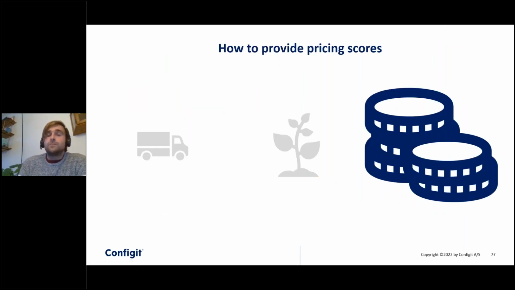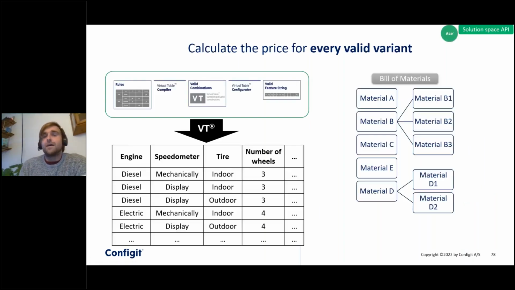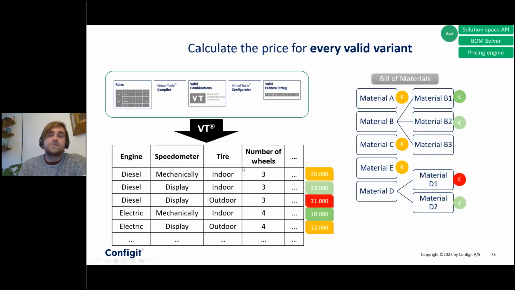Now we will see how to provide the pricing scores. Again, we take the solution space, we calculate the prices for every material in the bill of material, and then we sum up all the prices to get a configuration price and persist it for every variant. We could also use the pricing engine of Configit ACE to do so, and it is also possible to support feature-based pricing here, and not only the material-based pricing as we see here.